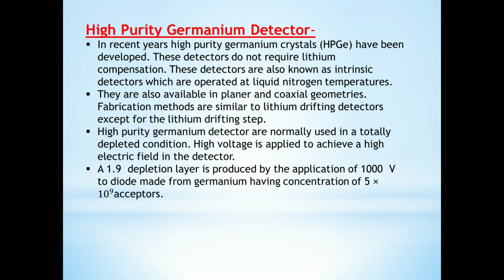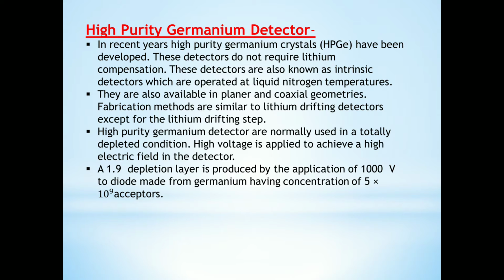High purity germanium detectors are normally used in totally depleted condition. High voltage is applied to achieve a high electric field in the detector. Means what? Total depleted condition means in the whole germanium sample, the complete electron and hole pairs are created. Means there is a total depletion. Not a single volume of that germanium is left to deplete.